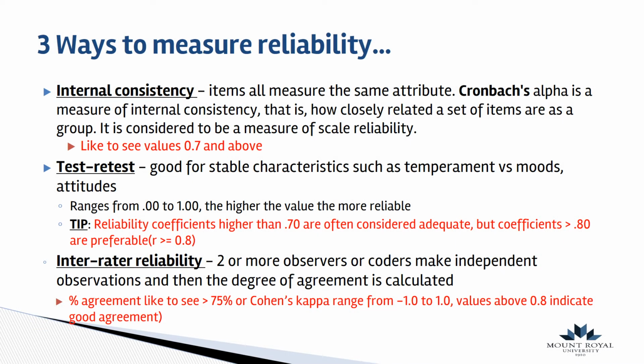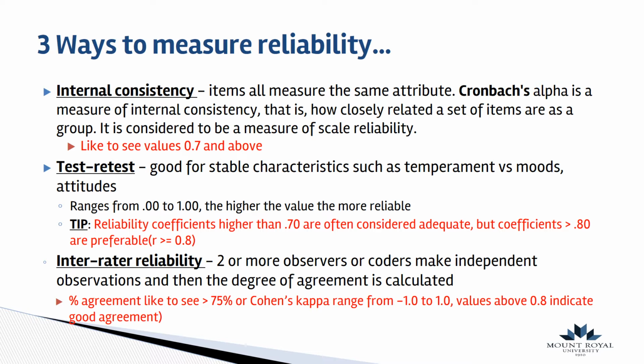Okay, so let's look at reliability. There's 3 ways to measure reliability, and the first is called internal consistency. This is where all items on the scale measure the same attribute. And Cronbach's alpha is the measure of internal consistency. That is, how closely related a set of items are as a group. So it is considered to be a measure of scale reliability.